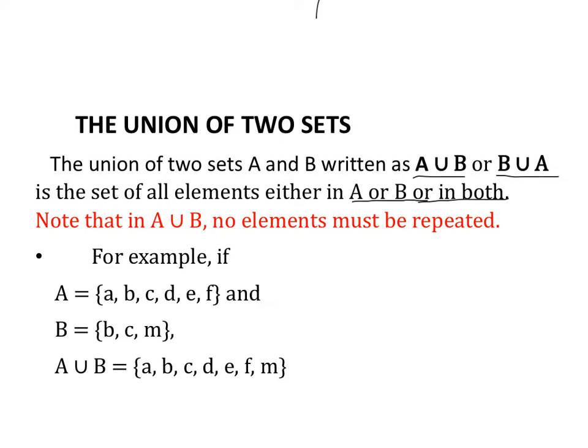For example, if A is equal to {A, B, C, D, E, F}, and B is {B, C, M}, A union B is equal to {A, B, C, D, E, F, M}. Because B and C are already in A, there is no need to repeat them. So you take the elements once. No elements should be repeated.